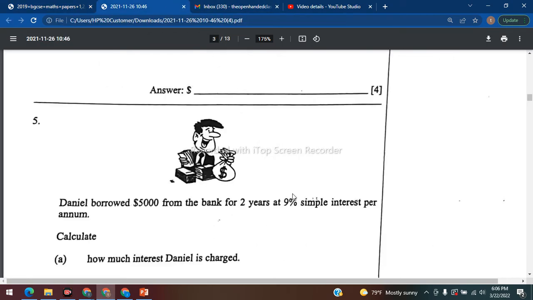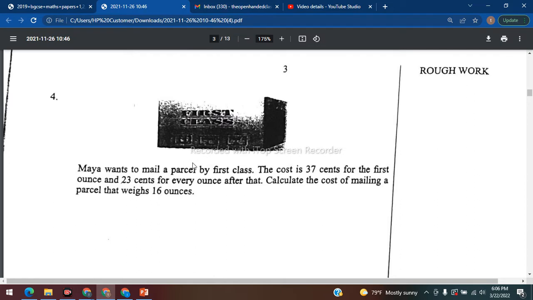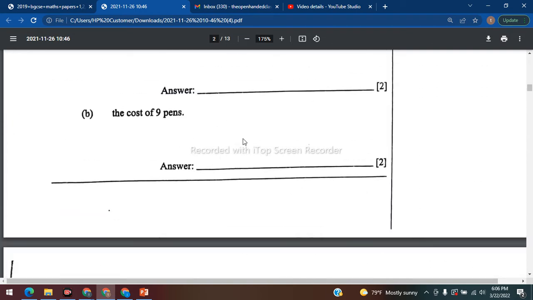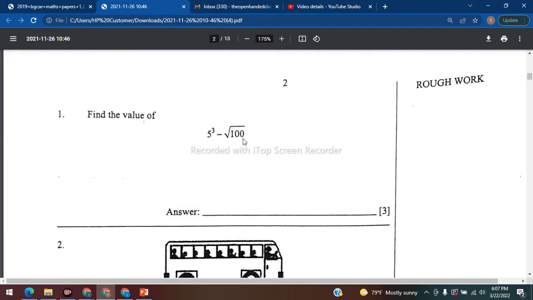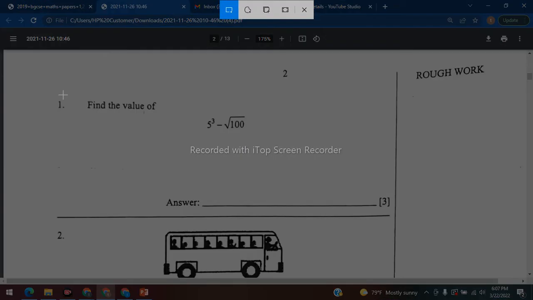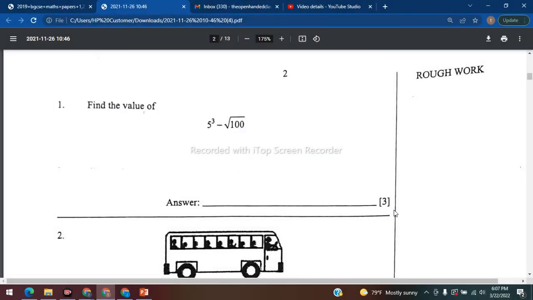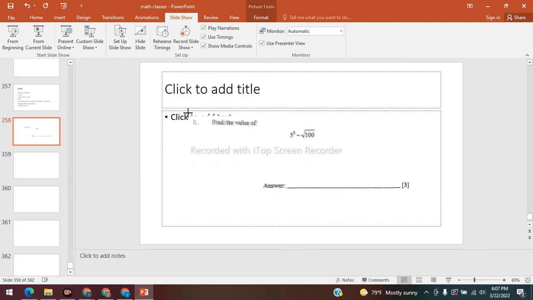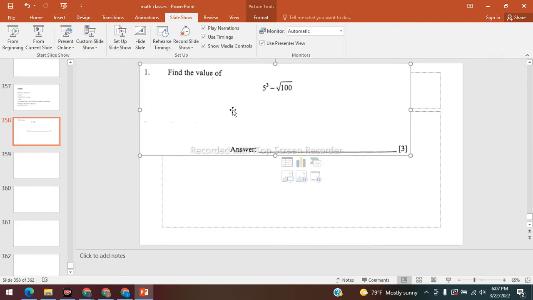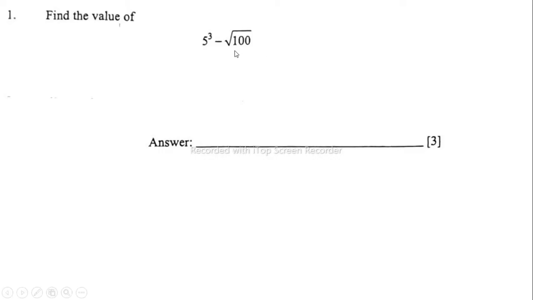All right, good. So let's move on to number 4. We already did the simple interest problem, and we did the one determining the cost of mailing. Now we should be coming down to the end of this paper. So let's do number 1. Find the value of the following. The first question we're going to consider is this one. We need to find the value of 5 to the 3rd power minus the square root of 100.